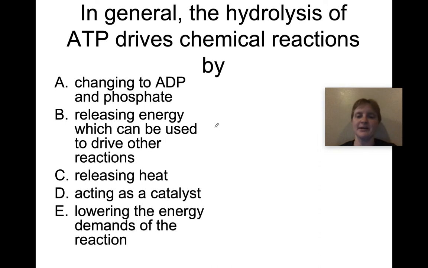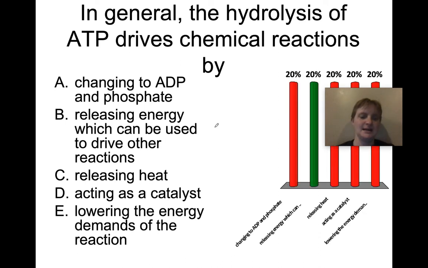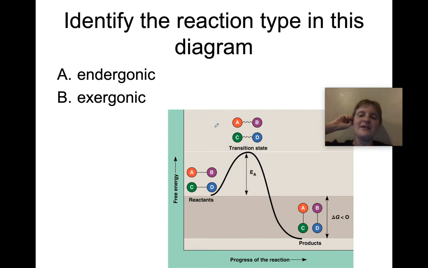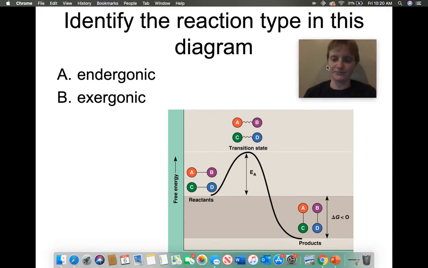Why does breaking down ATP drive chemical reactions? It's because it releases the energy that can be used. Okay. Identify this type of reaction. Is this an endergonic or is this an exergonic reaction? So looking at that graph, is it endergonic? Is it absorbing energy? Or is it exergonic?